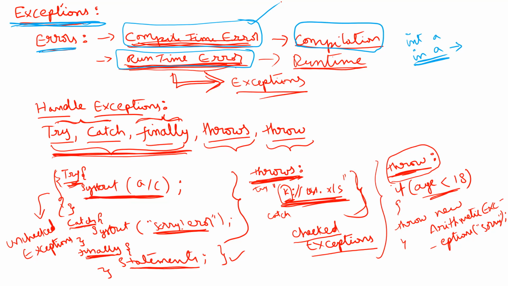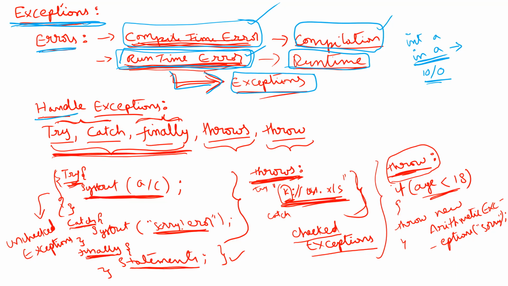Runtime error means, let's say I am dividing something by 0. This won't cause any problem during compilation, but during runtime it will produce an error. So these are caused during runtime, and are called runtime errors, and these runtime errors are called exceptions. As seen in the previous program, I don't want my program to be stopped because of these exceptions, so I have to handle them.